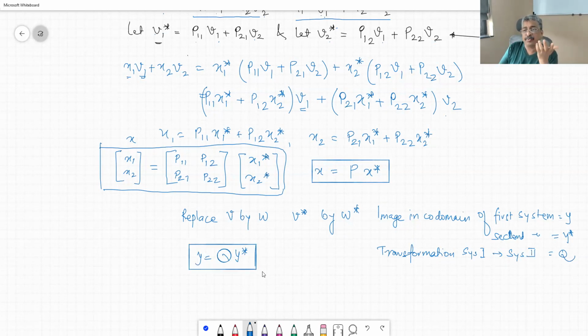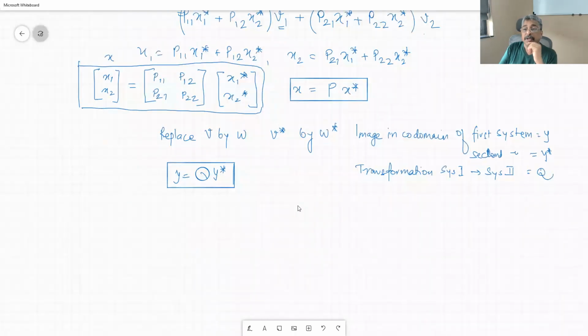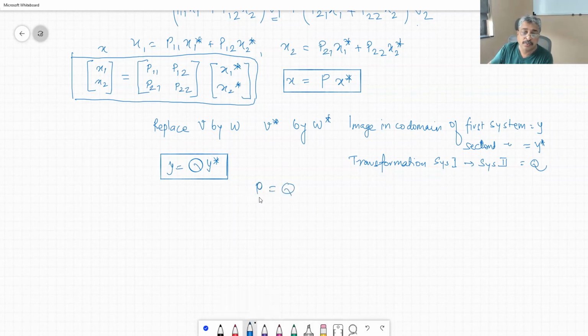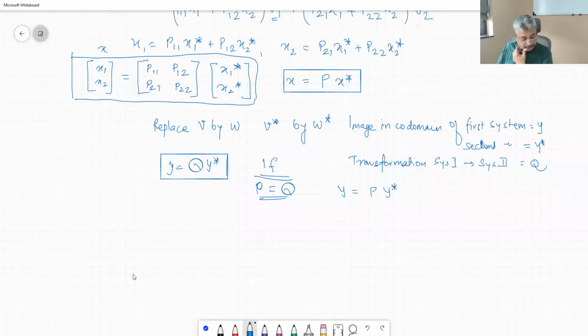Now, as a special case, because that will give us the idea: if the domain is changed from system 1 to system 2, the codomain is changed from system 1 to system 2, and the transformation matrices of those two are equal, P equals Q, suppose. Then Y is also going to be equal to P times Y star. Is that correct? Y is also going to be P times Y star. Now our setup is ready.